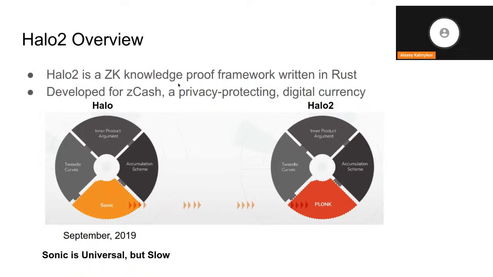Because the zero knowledge field itself is a pretty young one, the first version was developed in 2019, and soon the second version appeared that had one major difference. One of the key components, which is the SNARK itself, a succinct non-interactive argument of knowledge, in Halo 1 was Sonic, which was one of the first universal SNARKs.